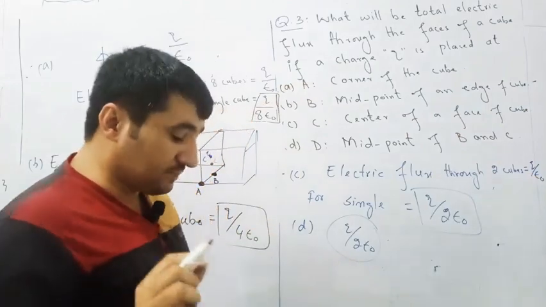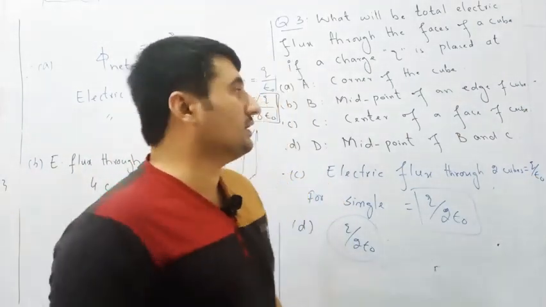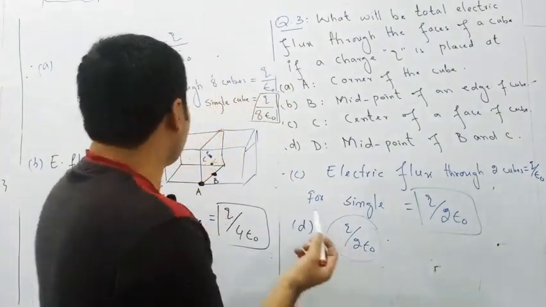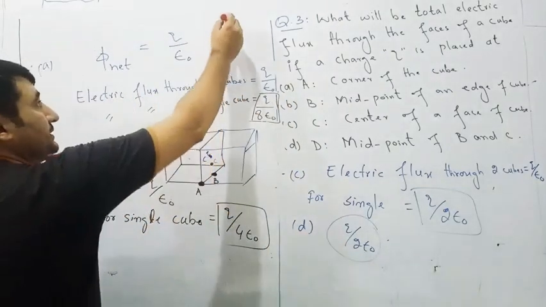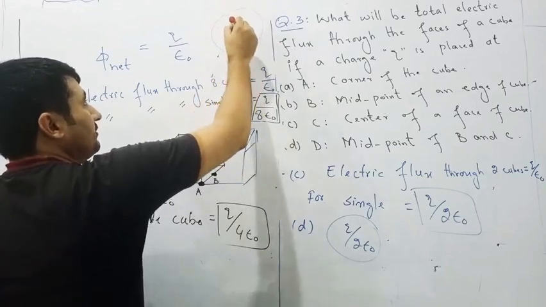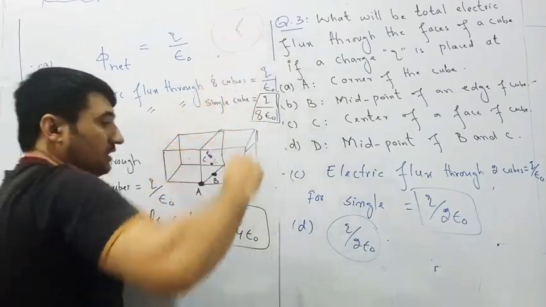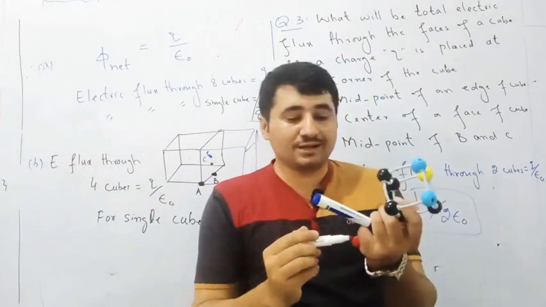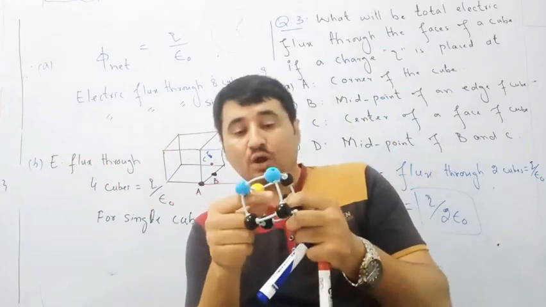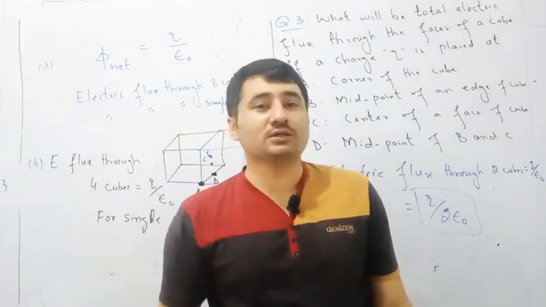On YouTube in the comments, there was a question asked by one of the students: if we change the position of the charge, for example, you have a charge here at the center or it is here, if you change the position of the charge within the same closed surface, then there is no change in the flux.